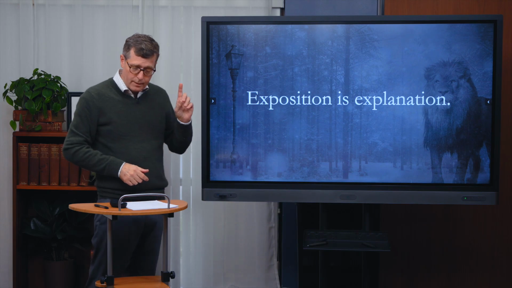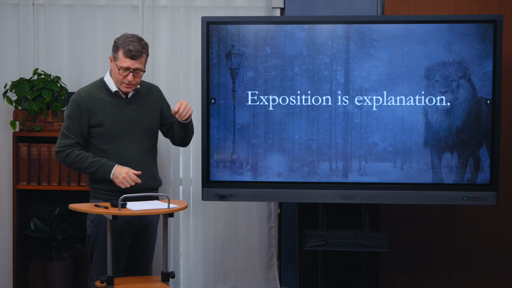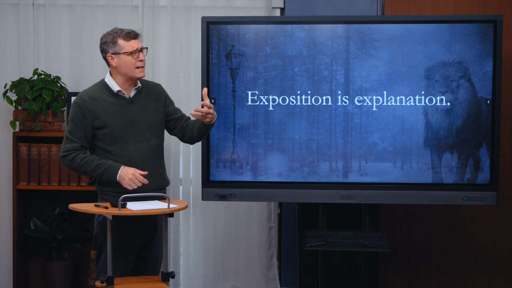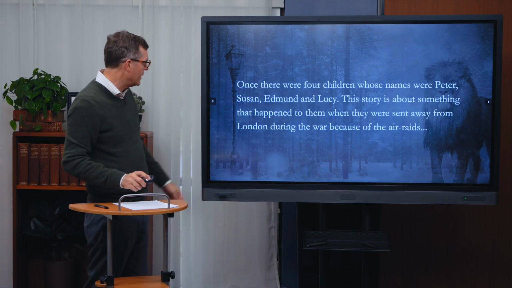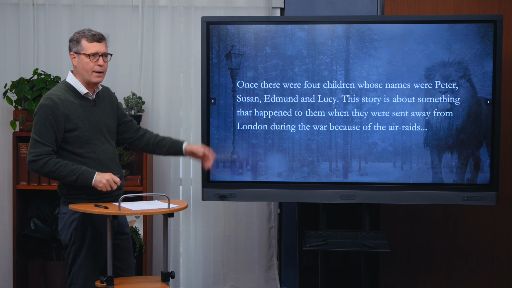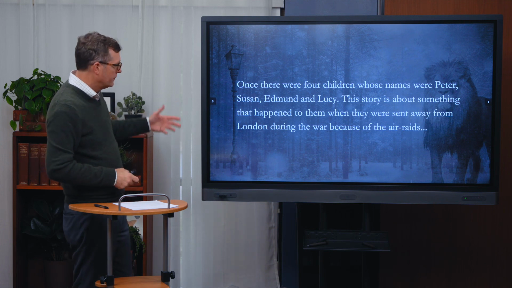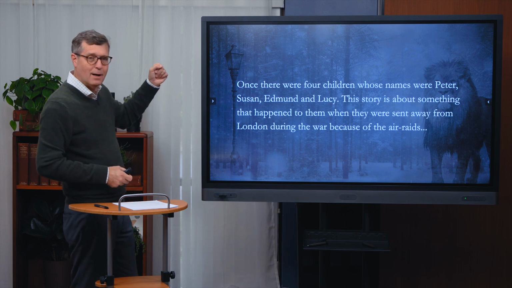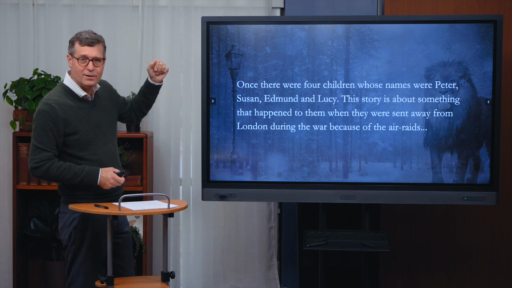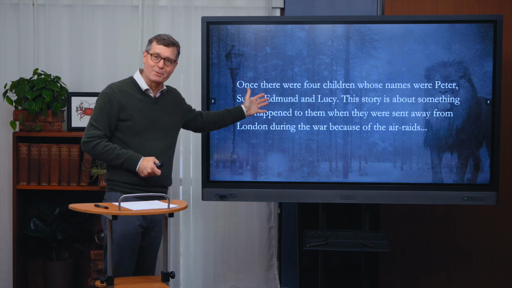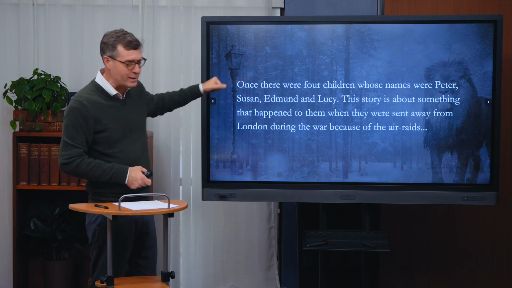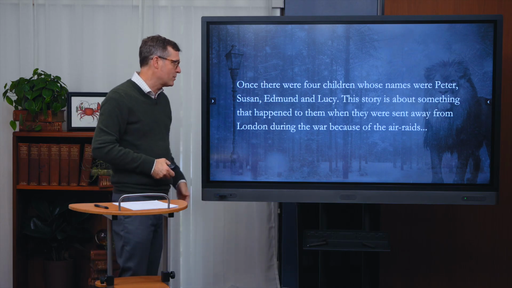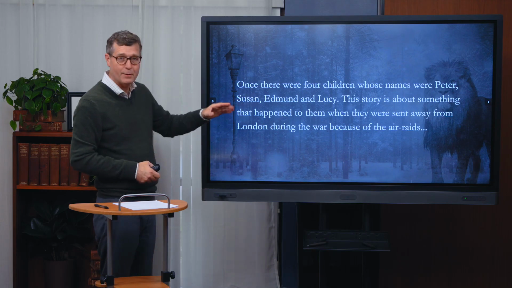I'm going to talk about two different kinds of exposition, and the first is just providing that kind of background information. Here are our opening lines that we've already referred to about three or four times in lesson 5. I think I've pulled this up four times now. "Once there were four children whose names were Peter, Susan, Edmund, and Lucy," etc., etc.